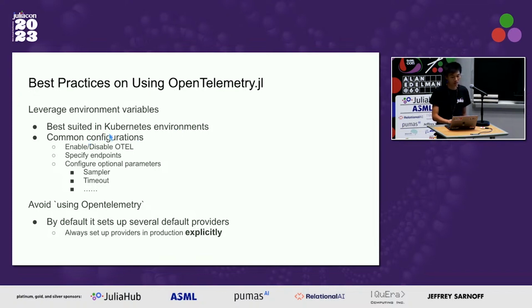Several common configurations include whether to enable or disable OpenTelemetry. You can also specify the endpoints and configure optional parameters like the sampler or the timeout parameters. Besides, in production, you will usually want to avoid using OpenTelemetry directly because by default it will set up several default providers, and those might not be necessary in production. It is recommended to always set up the provider in production explicitly.